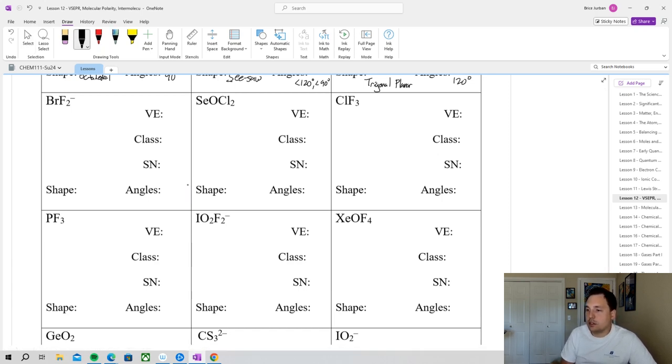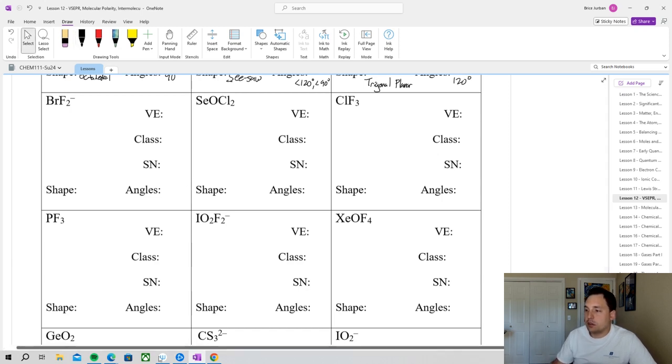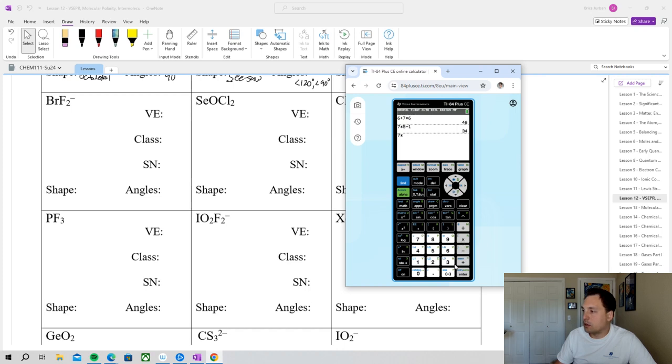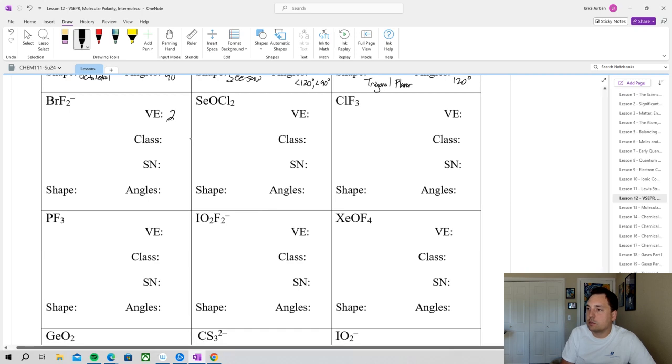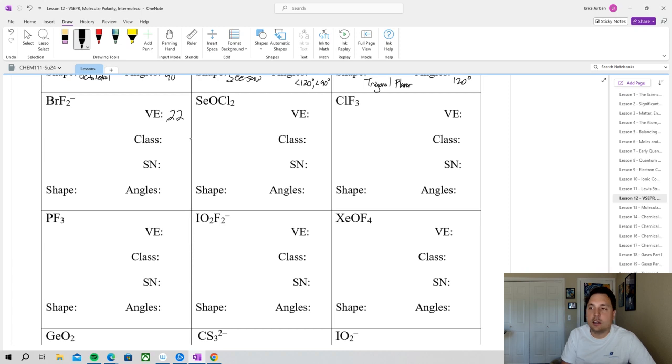All right, so some of these are going to start to get a little bit trickier. We have bromine and 2 fluorines bound together. This will be 7 times 3, and then we need to add 1 because it's got a negative charge, so 22 electrons. And then my trick for doing these, again, I have this halogen. It needs to have 8 electrons, so we're going to have 16 distributed to the fluorine, and then 22 minus 16 gives me 6 electrons left over, meaning I have 3 lone pairs.